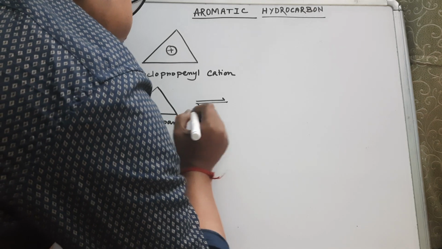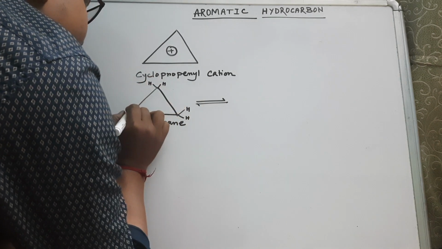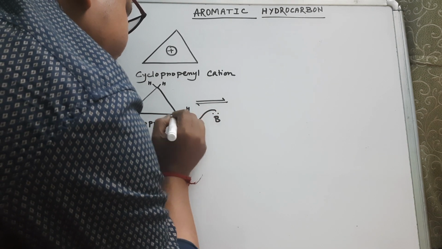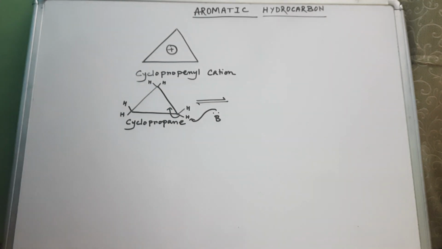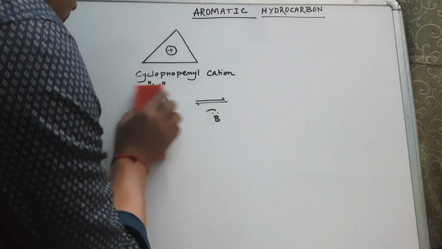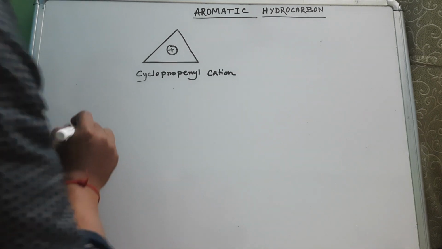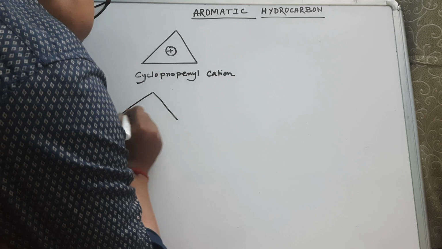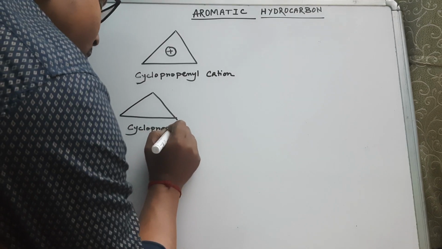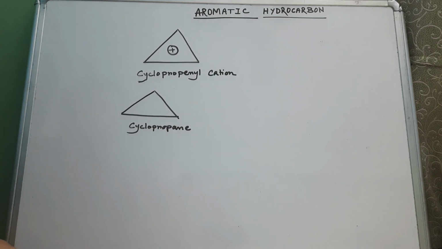Here the hydrogen atoms are there. In every corner there are two hydrogen atoms. If you give any base, then one of the hydrogen atoms is attracted, so this is the cyclopropenyl cation. So how does this cyclopropenyl cation form? We need to derive the structure of the cyclopropenyl cation.